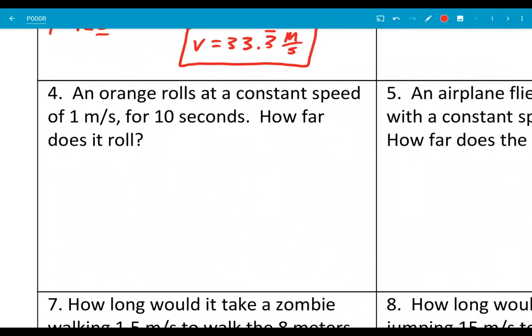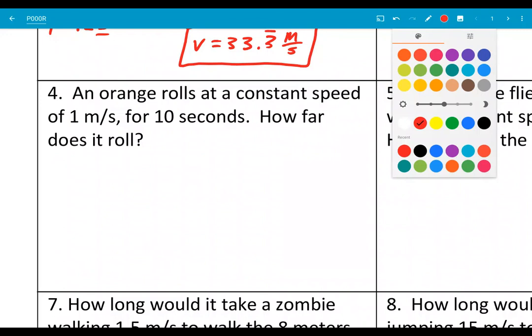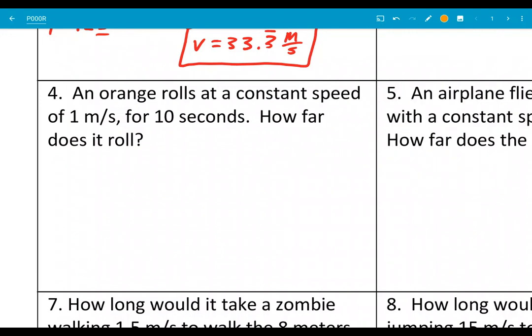Let's pick a different color. How about orange? It says an orange rolls at a constant speed of 1 meter per second for 10 seconds. How far does it roll? Now, many people can do this question in their head, but this is just a practice problem, and so we're going to go through all of the steps.